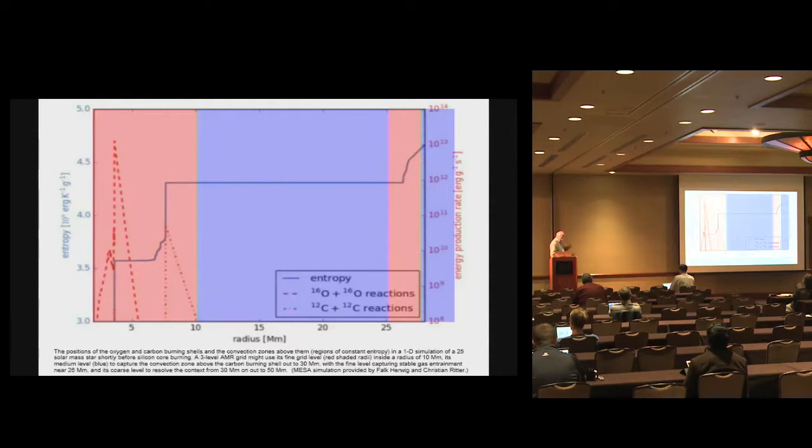And let me explain a little bit what it is. This is a 1D slice through a 1D stellar model. It's showing the entropy. And so these flat spots in the entropy are convection zones. And these things are showing energy release. So these are burning shells. This is a 25 solar mass star. It's burning oxygen here. It's burning carbon here. And then further out off the slide, it burns other things.